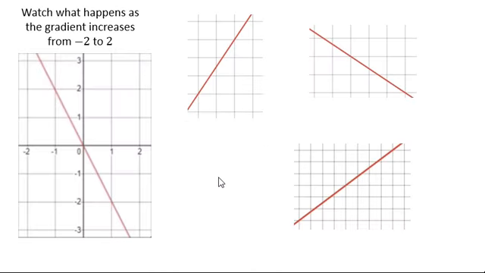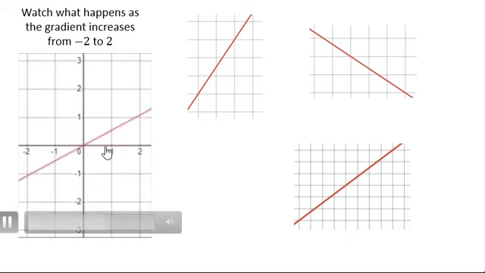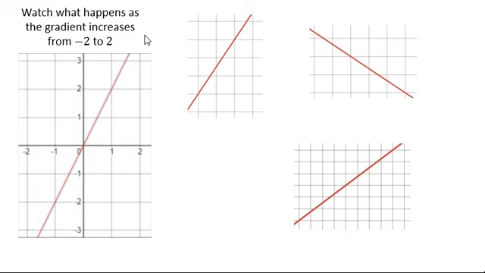So in each of these examples, first I'm going to show you a short video of what happens when the gradient increases from minus 2 to 2. You can see in this here, the gradient starts off at minus 2, because when we go 1 right we go 2 down, and that's a good indicator that the gradient is minus 2. What happens over time, if we increase that gradient, slowly it increases. When it's 0, it's horizontal. That's when it's 1. It's 1 across, 1 up, and that's when it goes up to a gradient of 2. So the larger the number, the steeper the gradient.